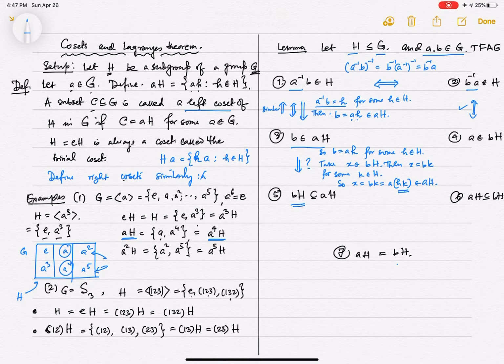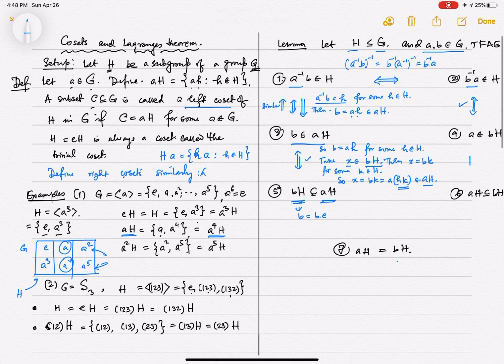So what did we get? We took something in BH, and we saw that it's in AH. So that's why BH is a subset of AH. That's this implication. And the other implication is very straightforward, of course. B is certainly in BH because B is B times E. So B is in BH, and if BH is a subset of AH, then B is also in AH. That's the other implication. So you get 3 and 5 are equivalent.